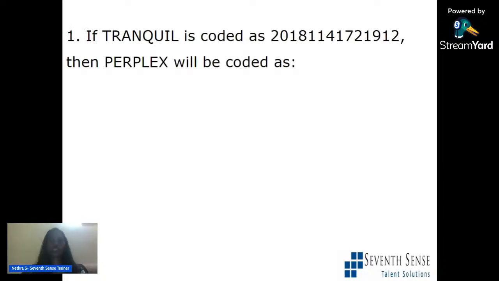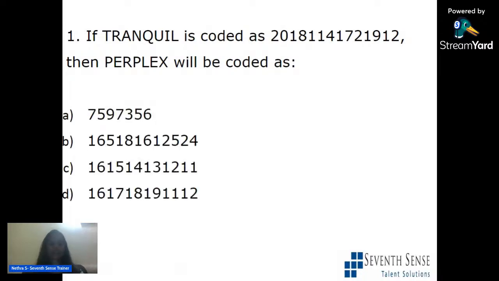So this is the first question for coding and decoding. If tranquil is coded as 20, 18, 1, 14, 17, 21, 9, 12, then perplex will be coded as. Can you guess the answer? I'll be giving you the options. Here are your options. Take your time for the next 2 to 3 minutes and try to answer this question.